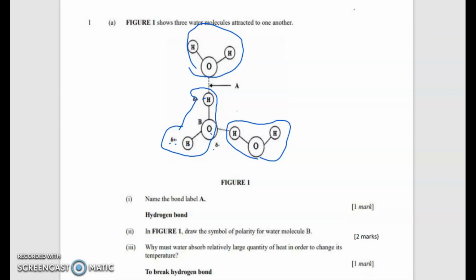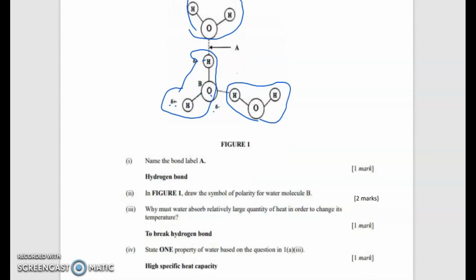Why must water absorb a relatively large quantity of heat in order to change its temperature? Okay, this one the answer is to break the hydrogen bond. To break the hydrogen bond. Okay, there is no other answer.